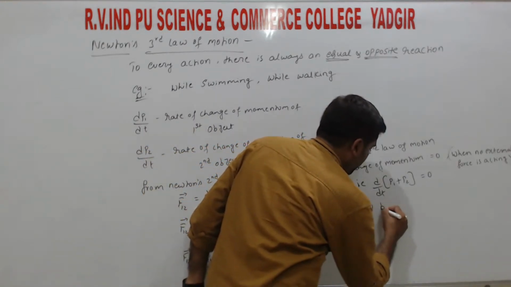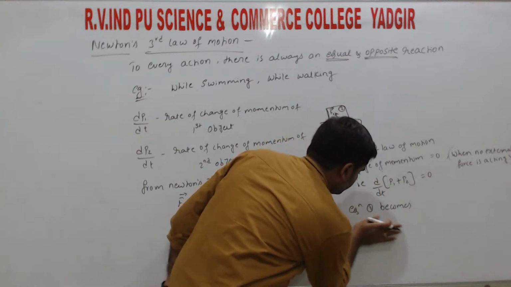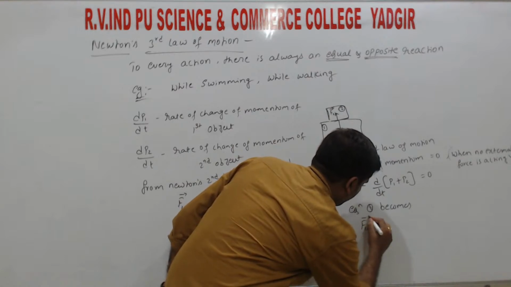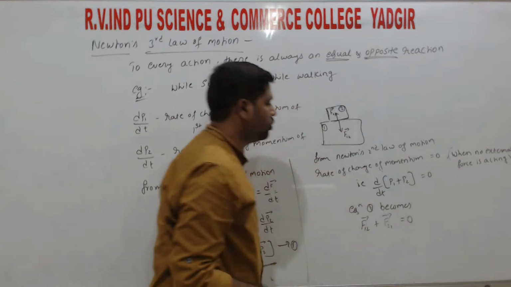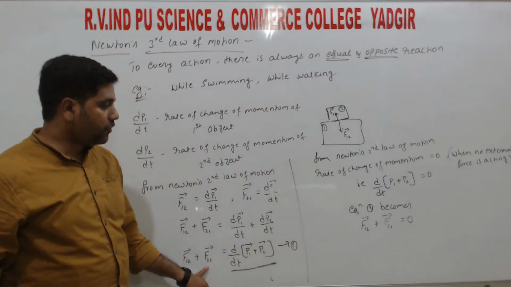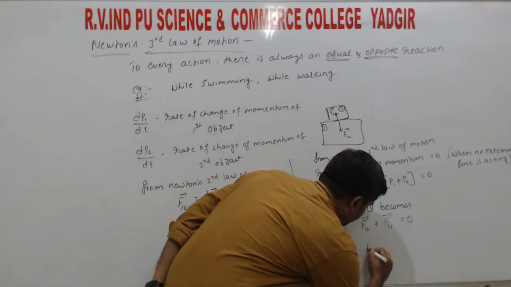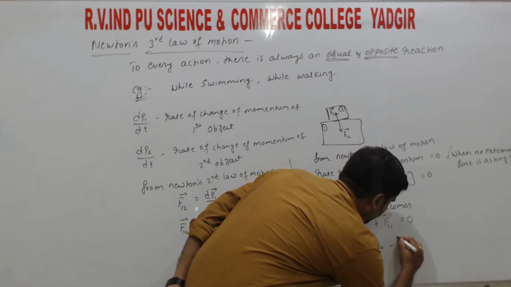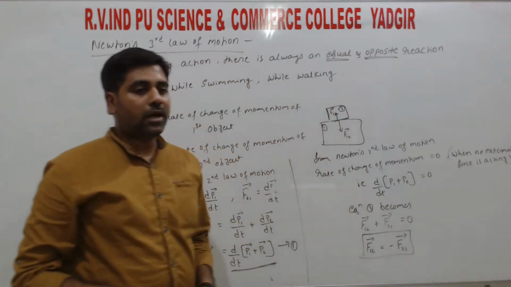So equation 1 becomes F12 plus F21 is equal to 0, right? So the total is F12 plus F21 equals 0. Now shifting to the RHS, F12 is equal to minus F21, right? So this is what Newton's third law of motion says.